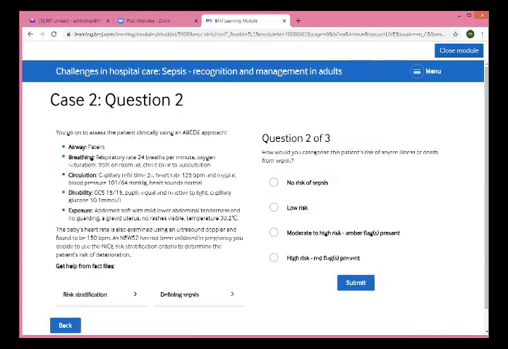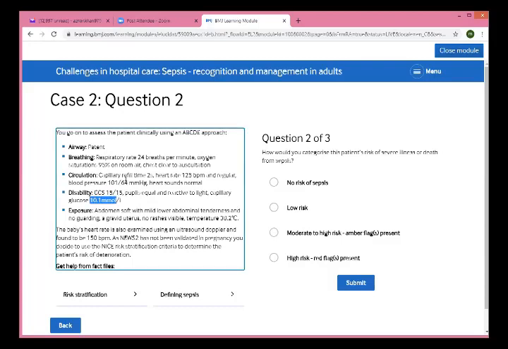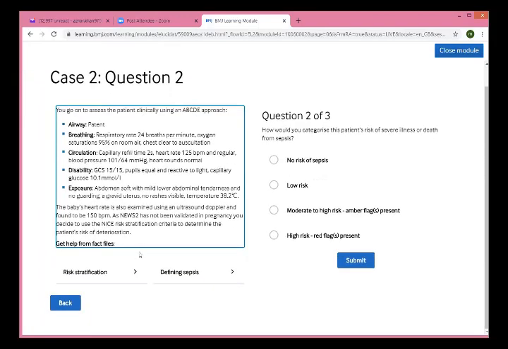You go on to assess the patient, you do airway, breathing, ABCDE, disability, pupils equal, capillary glucose 10.1, circulation, blood pressure, saturations. The baby's heart rate is 150, and the score has not been validated in pregnancy. You decide to use the NICE risk stratification criteria to determine the sepsis risk.